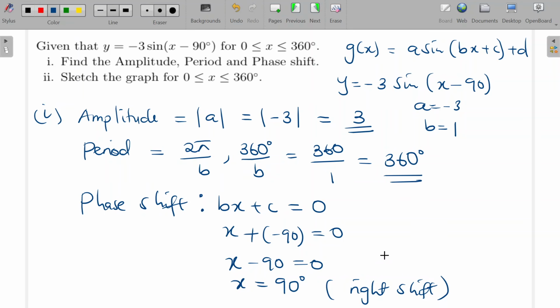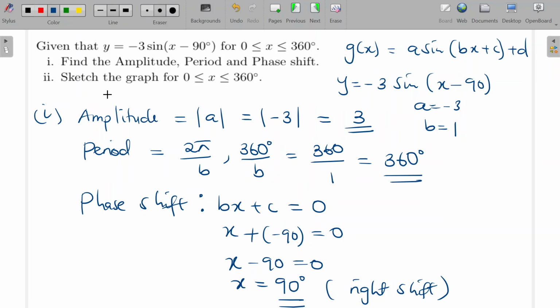The vertical shift tells us if the graph is moving up or downwards. Are we together here? Yes. Okay.